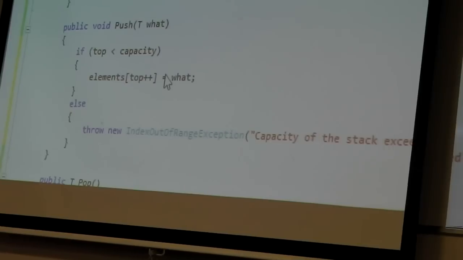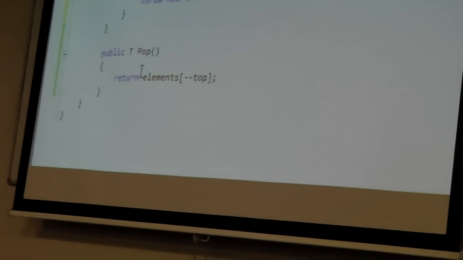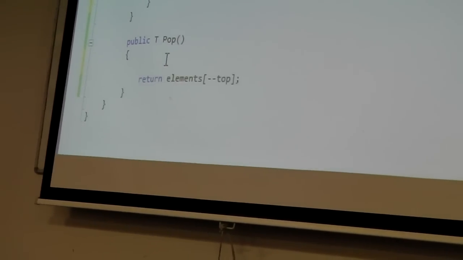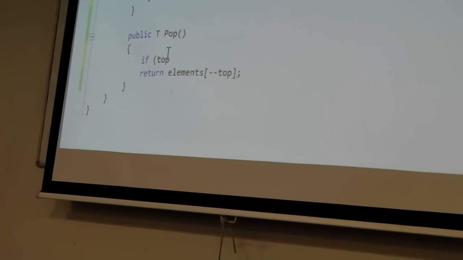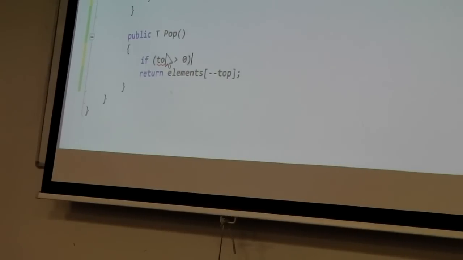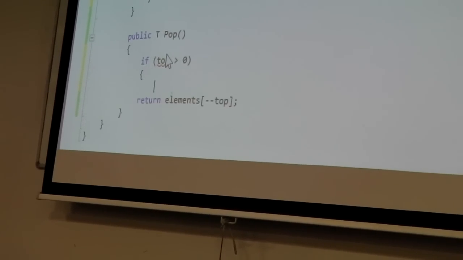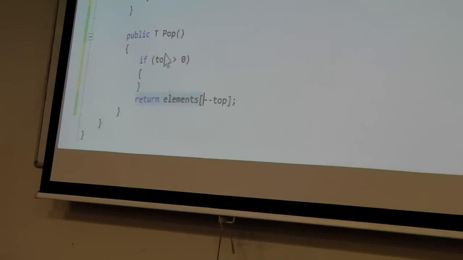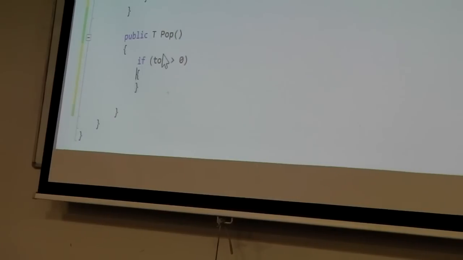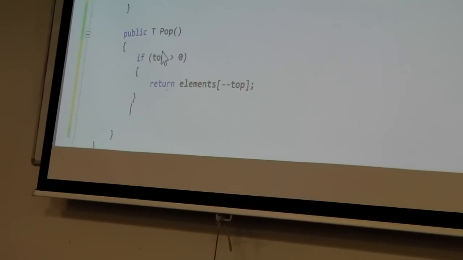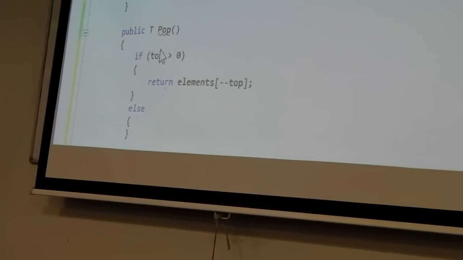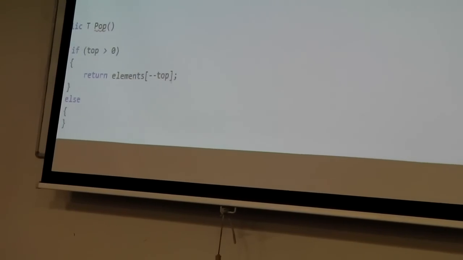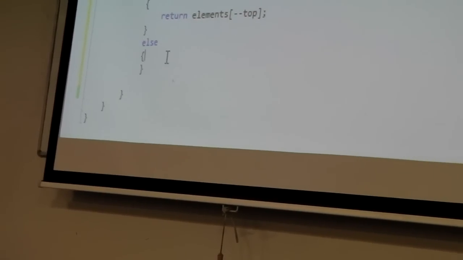Okay, cool. And then we need to do the same thing down here for pop. So long as top is what? Greater than 0. Yeah, so long as top is greater than 0. If top is 0, then we can't pop anything off. Then we can return this element here. Otherwise, we'll do the same thing. We'll throw an exception, and we'll throw a different kind of exception here.